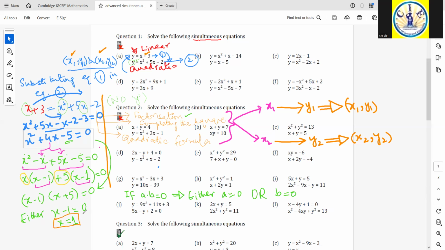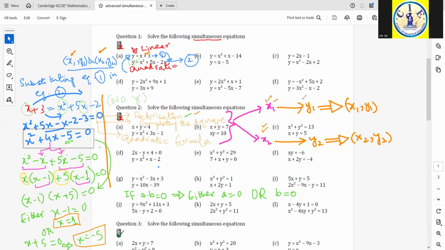Or the other factor, x plus 5 equals to 0, and that will yield x equals to negative 5. So we are done up till here. We have got two values of the variable x. As I told you, we use this factorization method, then we have got two values of the variable x.